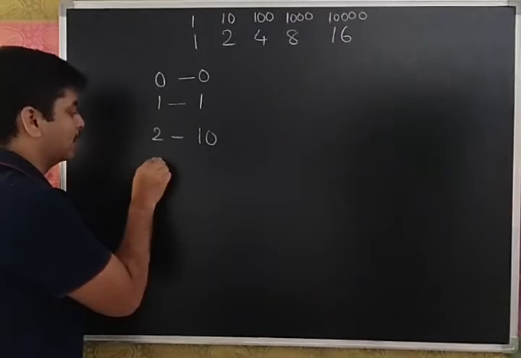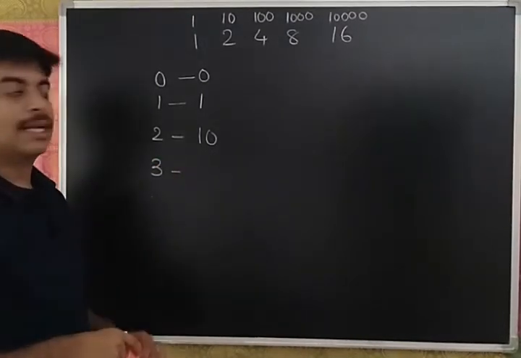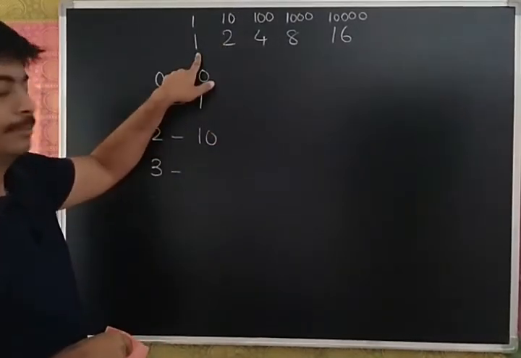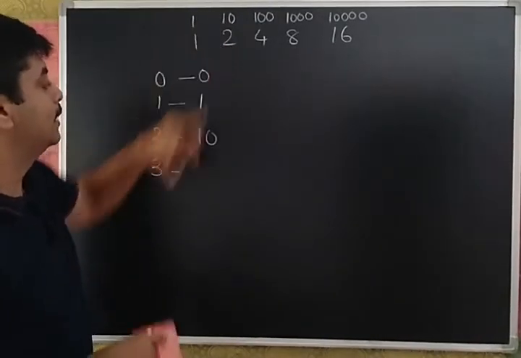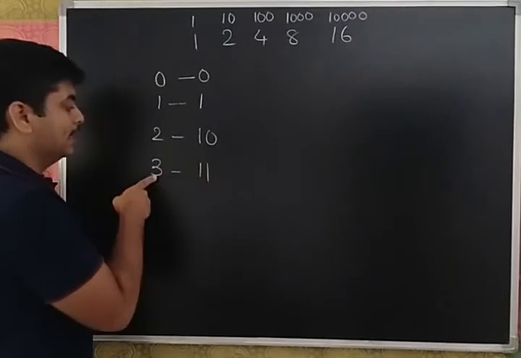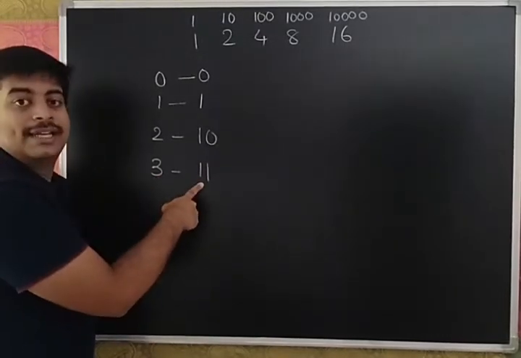I want 3. What is 3? How can you write 3? 3 is 2 plus 1. So 10 plus 1. 10 plus 1 is 11. 3 in the decimal system is actually equal to 11 in the binary system.